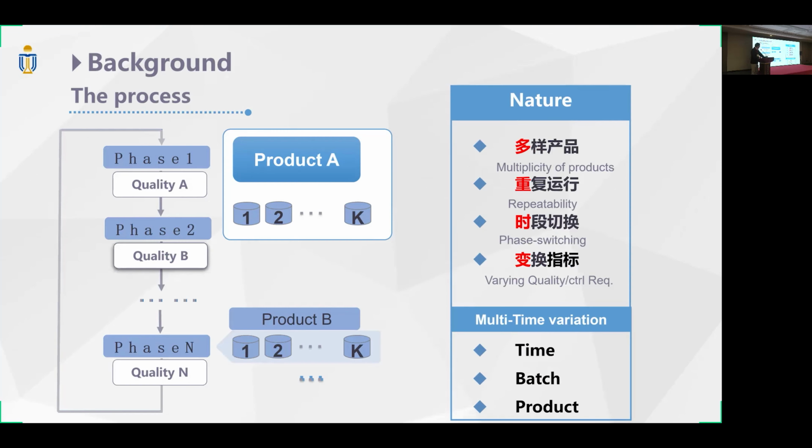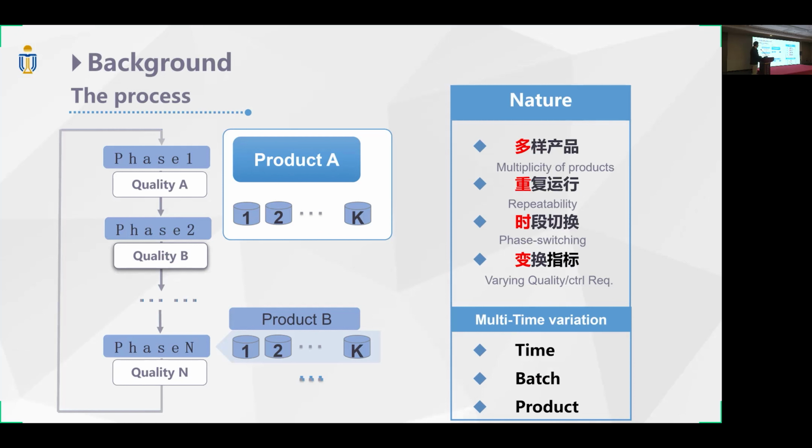If I abstract the process a little bit, I have a cartoon here. The process basically goes through several phases. Within each phase, you have different concerns, or each phase has a different impact on the final quality. And then the process repeats. You can imagine that when the manufacturing requirements have been met, the process would be changed to make another product.